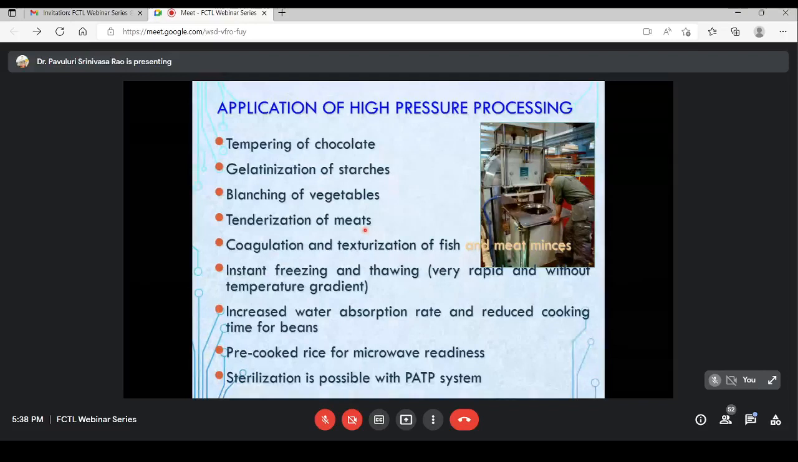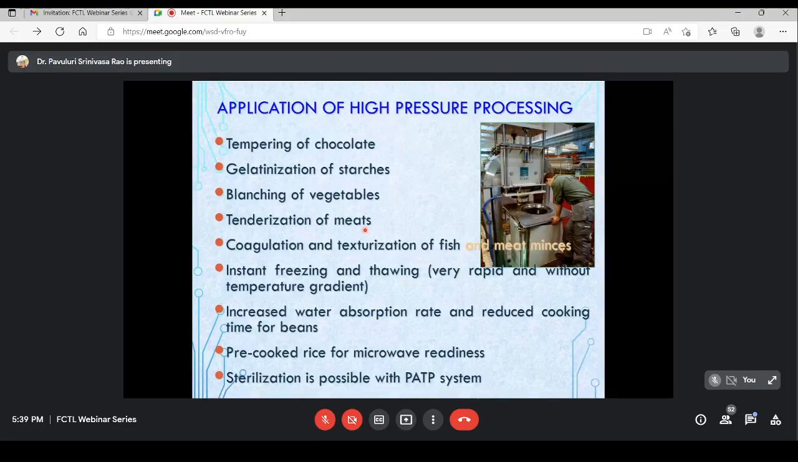Similarly, tenderization of meat, as many of you are aware, takes a long time in a conventional process, but here, because of the microporation which is happening, tenderization can be done at a rapid rate. Maybe it can be completed in a couple of hours instead of several days. Similarly, coagulation and texturization of fish and meat minces. This is another segment where a lot of gel-based products are being prepared with mince meat.